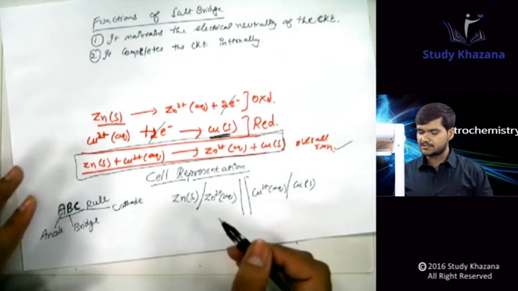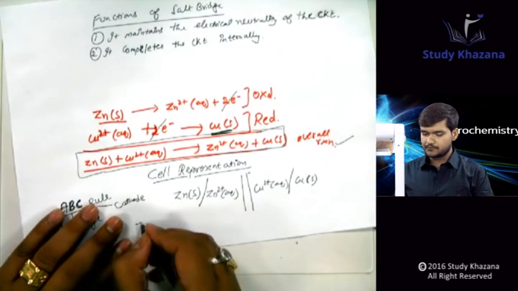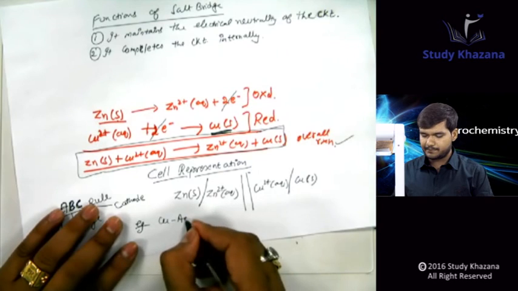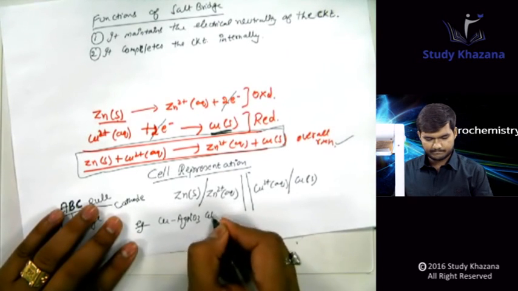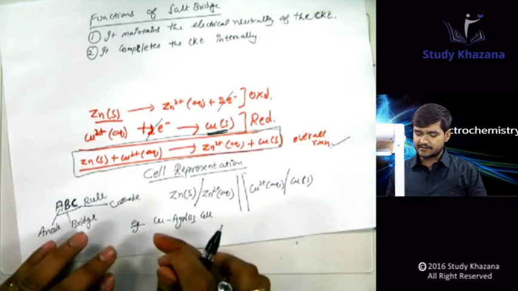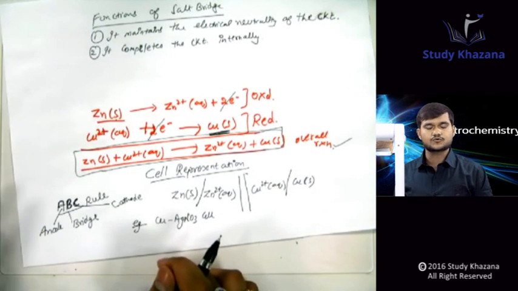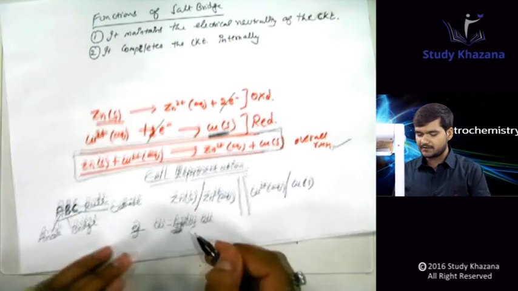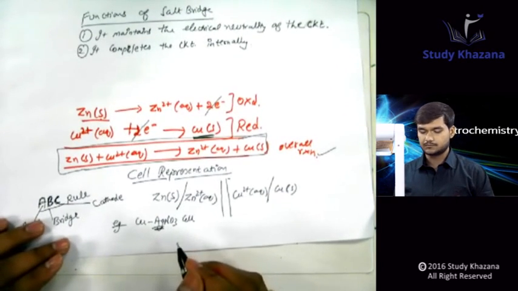The cell representation, I have represented the cell. Now I am giving you a question example. Actually you have to represent the copper AgNO3 cell. Yes, this cell you have to represent. Now what is written on the left? Copper. So copper is your anode, it works as anode, and your silver will work as your cathode.